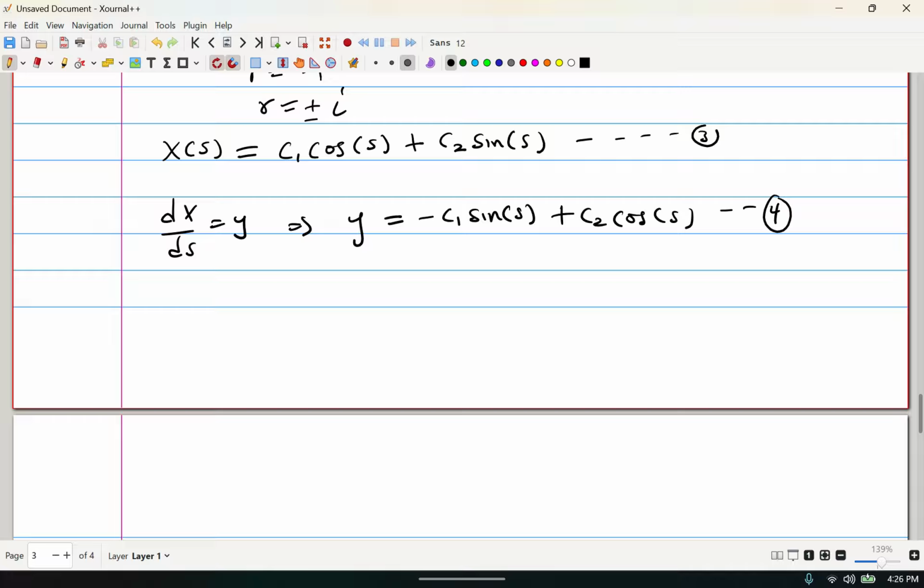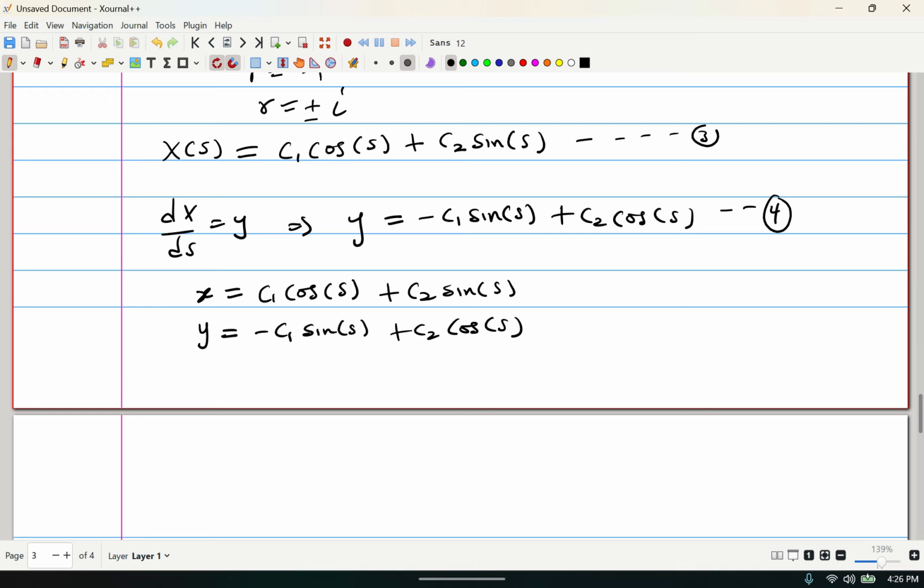Now we want to eliminate the parameter s. Okay, so we have two equations. Remember, x is equal to c1 cosine of s plus c2 sine of s, and y is equal to negative c1 sine of s plus c2 cosine of s. We want to make sure that there is no s, this parameter s here. We want to eliminate it in both cases to get only constants.